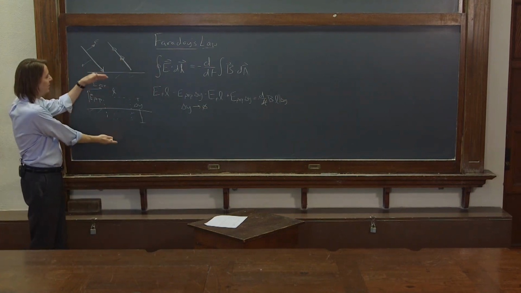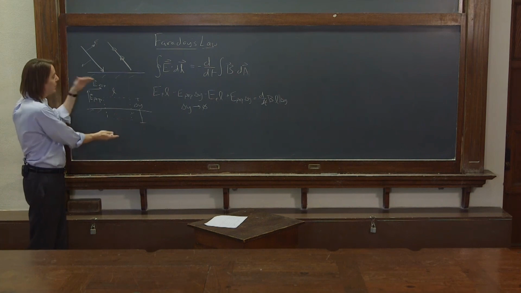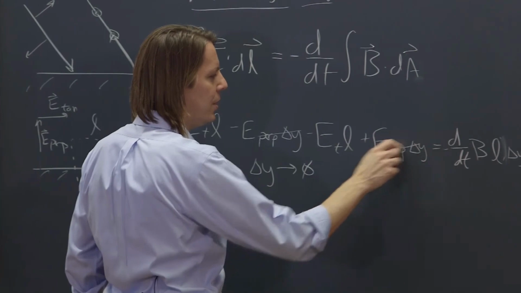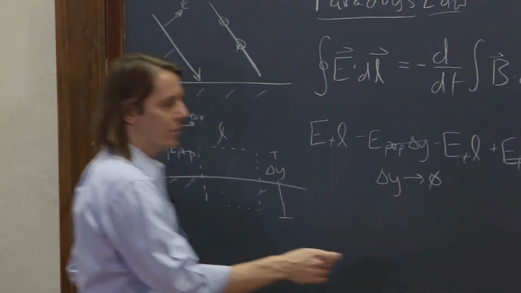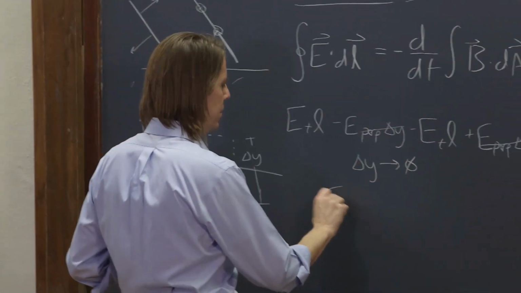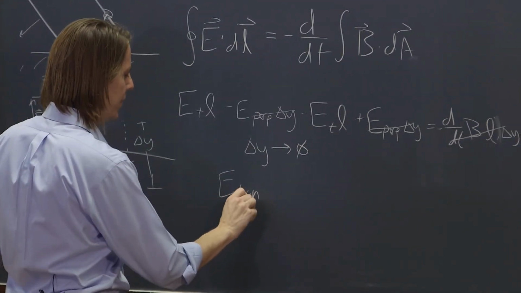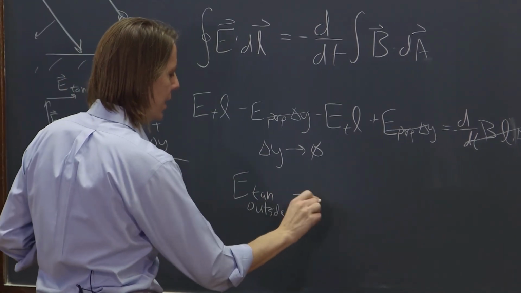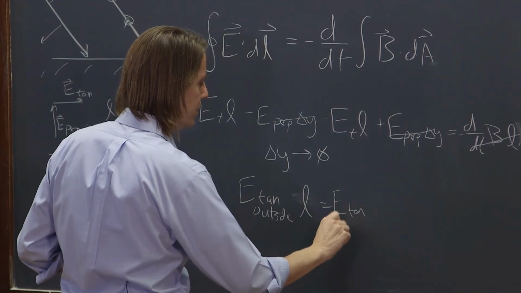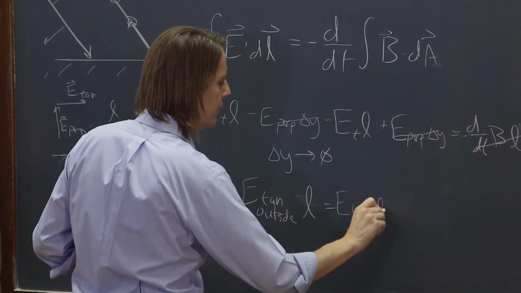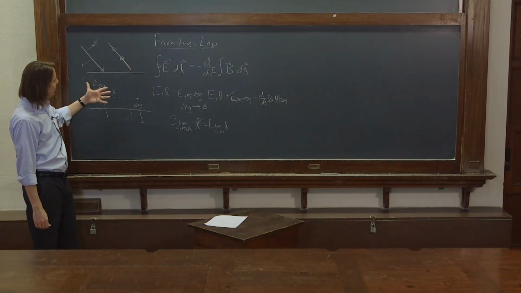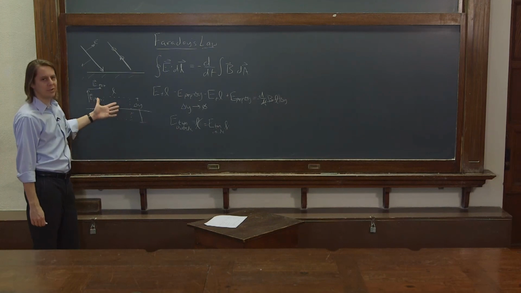This has to be true for any size of this path, so we can make the path basically infinitely thin. And if you shrink delta Y to 0, that goes to 0, that goes to 0, and the area goes to 0. Right? So really all you're left with is that E tangential outside, times L, has to be equal to E tangential inside times L. And of course the L's cancel. So what you find is that the tangential component of the electric field across a boundary is continuous.